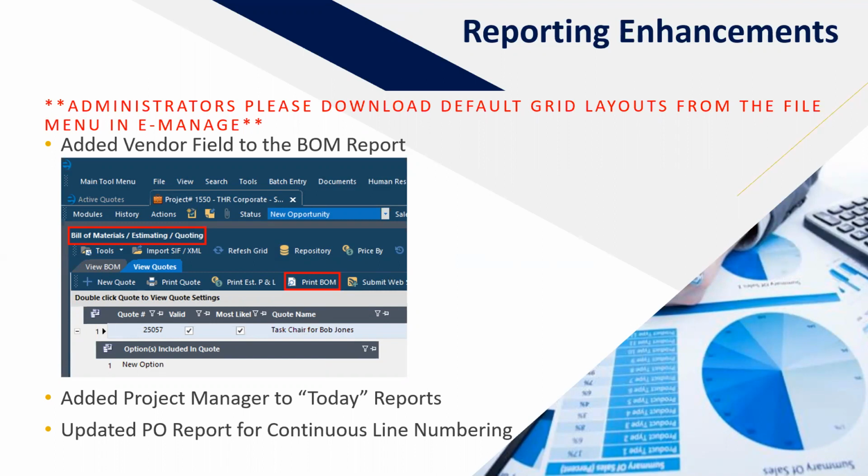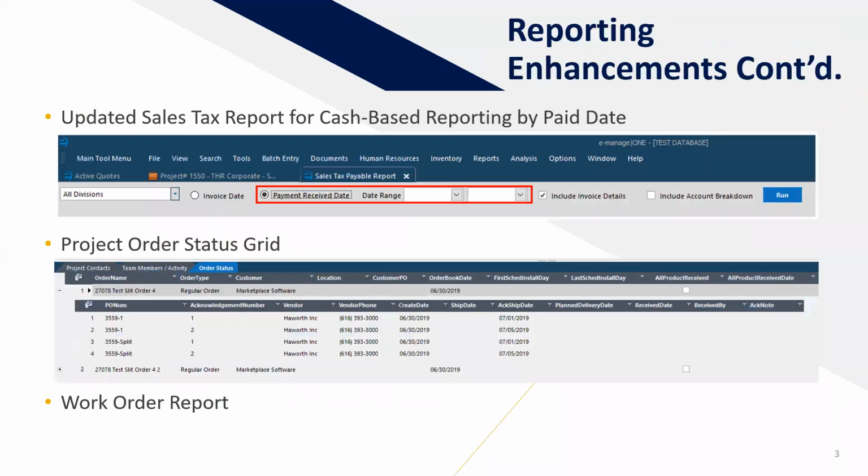We've also updated the PO report for continuous line numbering. Before, the numbering would start over for the POs per phase. Now it's just going to continually number all the way down through the vendor purchase order. Some good changes there. To continue with some of those reporting enhancements, we also updated the sales tax report for cash-based reporting by pay date. When you go into reports, sales tax payable report, it used to just have invoice date and some of these options. You're going to see this in there now, payment receive date, and you can put a date range in there if you are a cash-based reporting company.